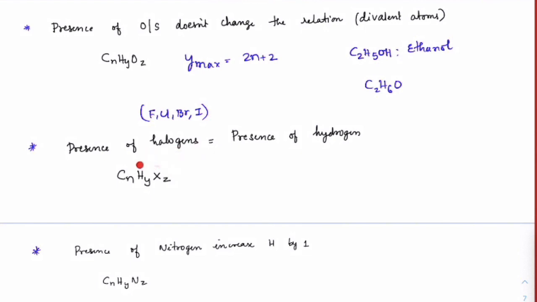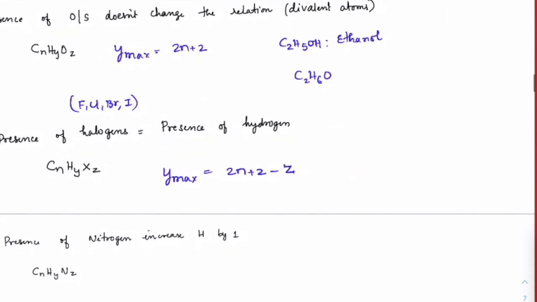In this, if the molecular formula has any of these halogens, it is same as that of presence of hydrogen. So in that case, first we write Y max, which is the maximum number of hydrogens, as 2n plus 2, because that is what we expect. But since the number of halogens will make a difference here, we will write this as minus Z. That would be the maximum number of hydrogens which we can have. So more or less, the halogen is taking away the place of hydrogen.